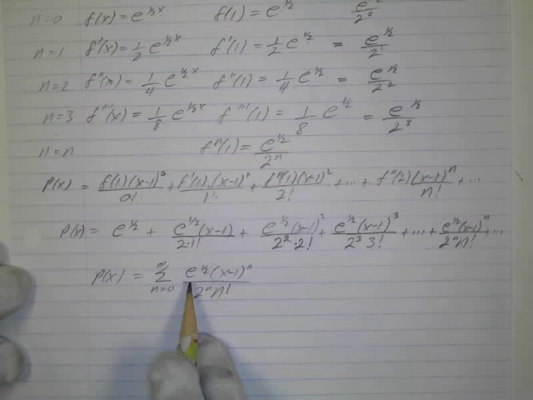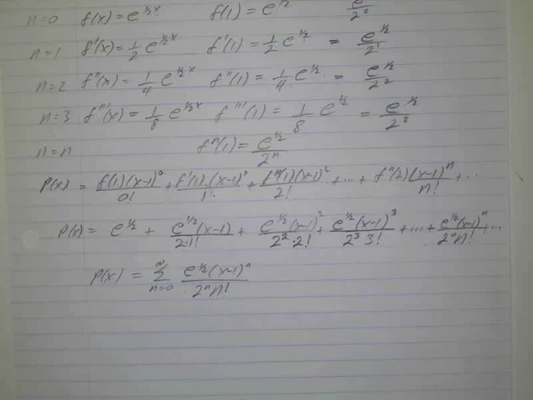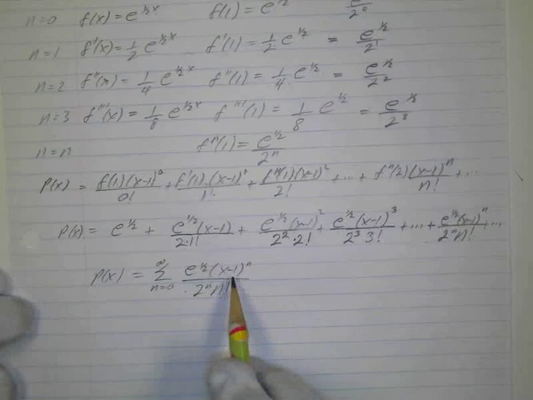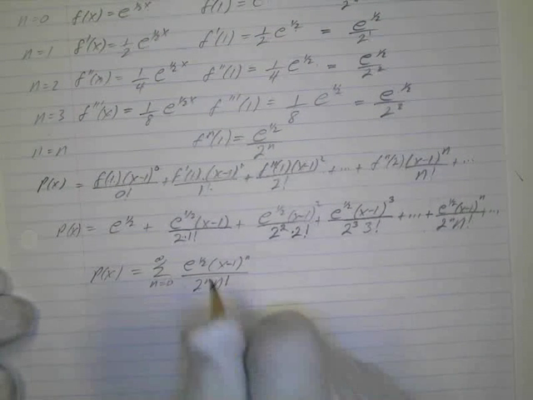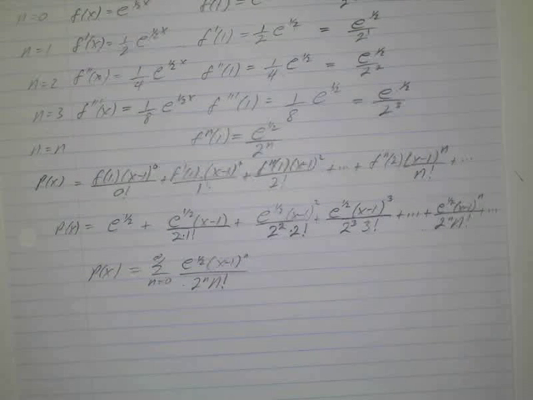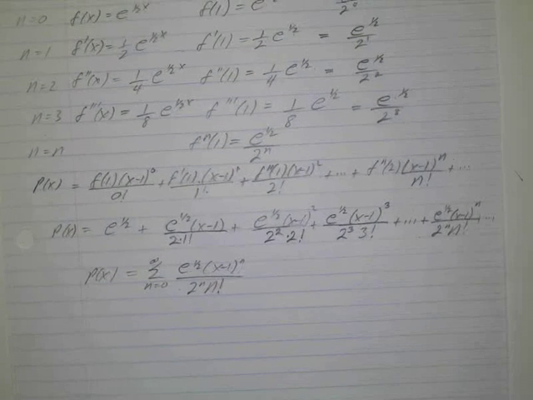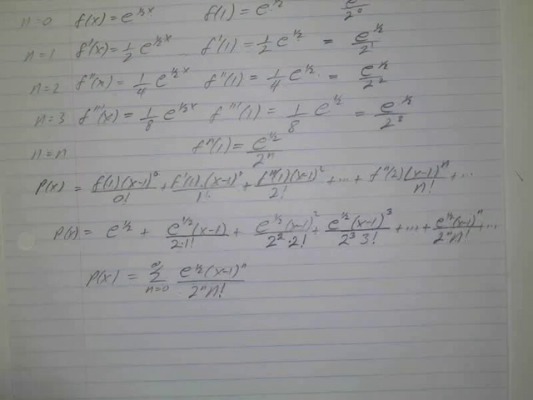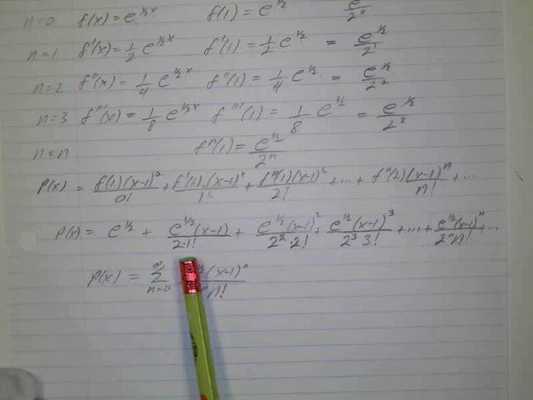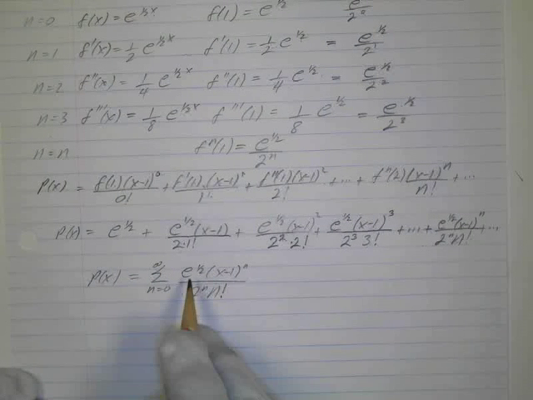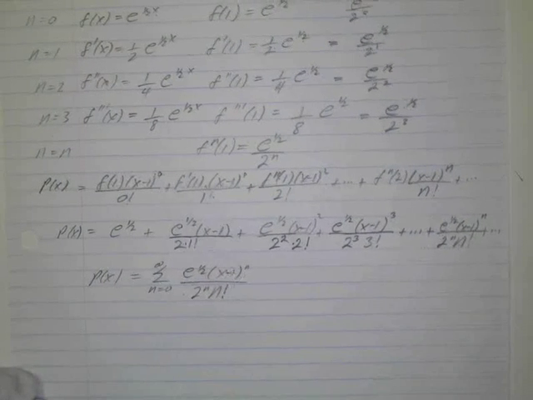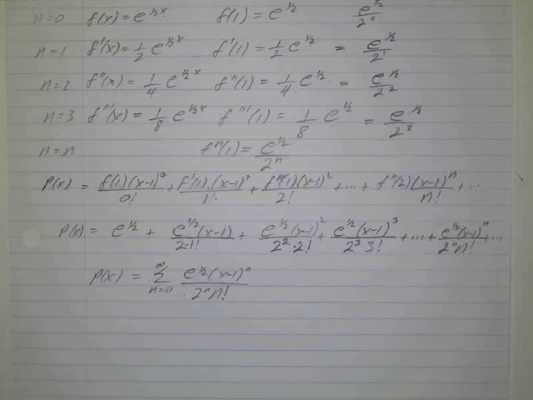The summation from n equals 0 to infinity of e to the 1/2, x minus 1 to the n, all over 2 to the n times n factorial. And again, this was the general part from the Taylor series, and this was your derivative at different stages. Okay, hope those help.